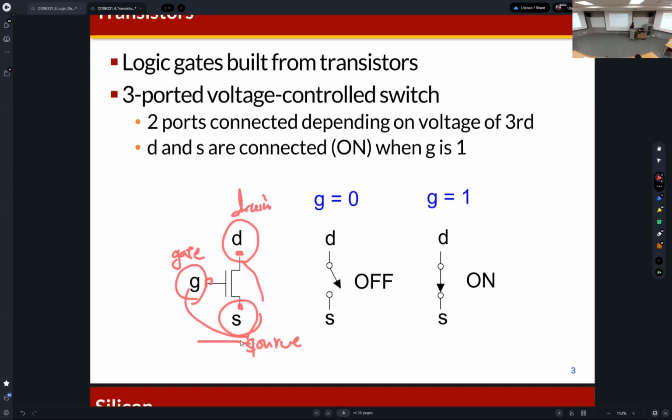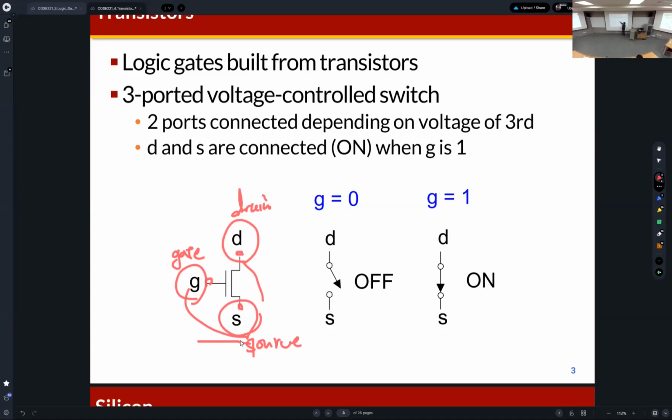This figure shows the operation of a transistor. This D represents the drain node, and this S represents the source node. And where is G? The gate is here. G equals 0 and G equals 1. You can understand the working property of the transistor.